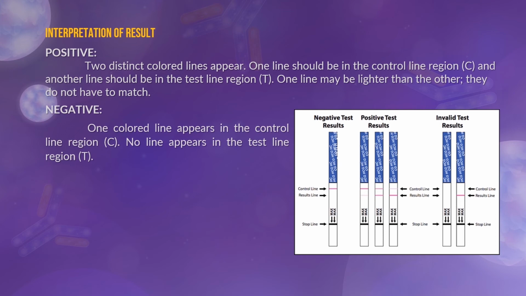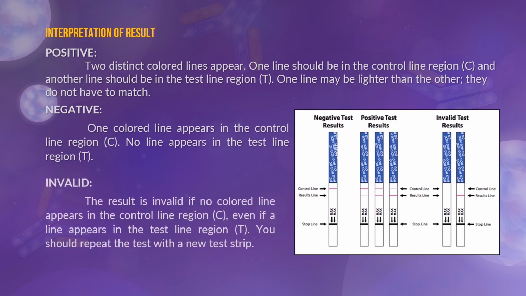But if in the test strip a line occurs in the result line and no line occurs in the control line, it means it's invalid. A suggestion, you have to take the test again. If no line appears in both the control and result line, the result is invalid. You should take another test.